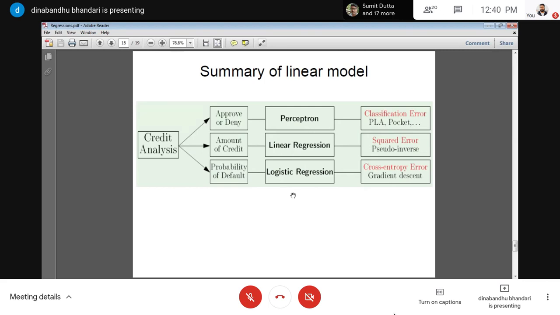And then logistic regression also we have used. In the perceptron algorithm, we checked the number of errors. Classification error means how many errors there are; if there is no error, you stop. In regression, we used square error, and in logistic regression, we used cross entropy error.